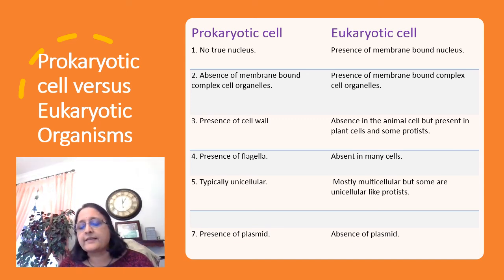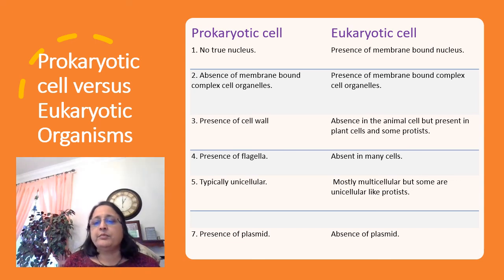Prokaryotic cells contain flagella used for locomotion, whereas in eukaryotic cells it is mostly absent, but it may be present in some protists and sperm cells. Prokaryotic cells are typically unicellular, whereas eukaryotic cells are mostly multicellular, but they may be unicellular, such as protists. Prokaryotic cells contain plasmids, which are circular DNA material extra to the genome, whereas eukaryotic cells do not contain plasmids.